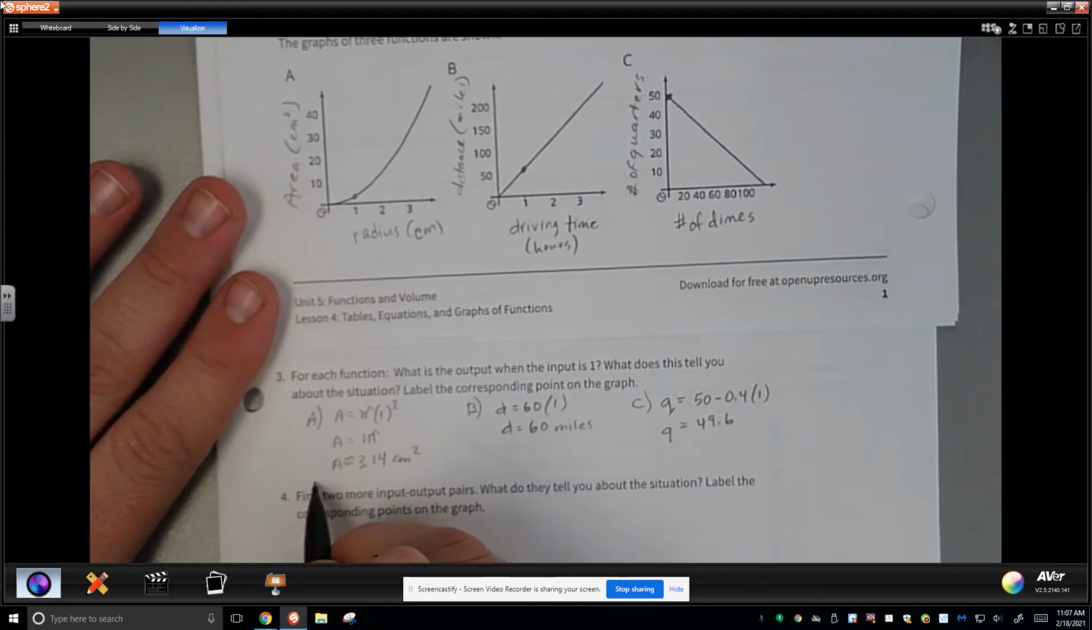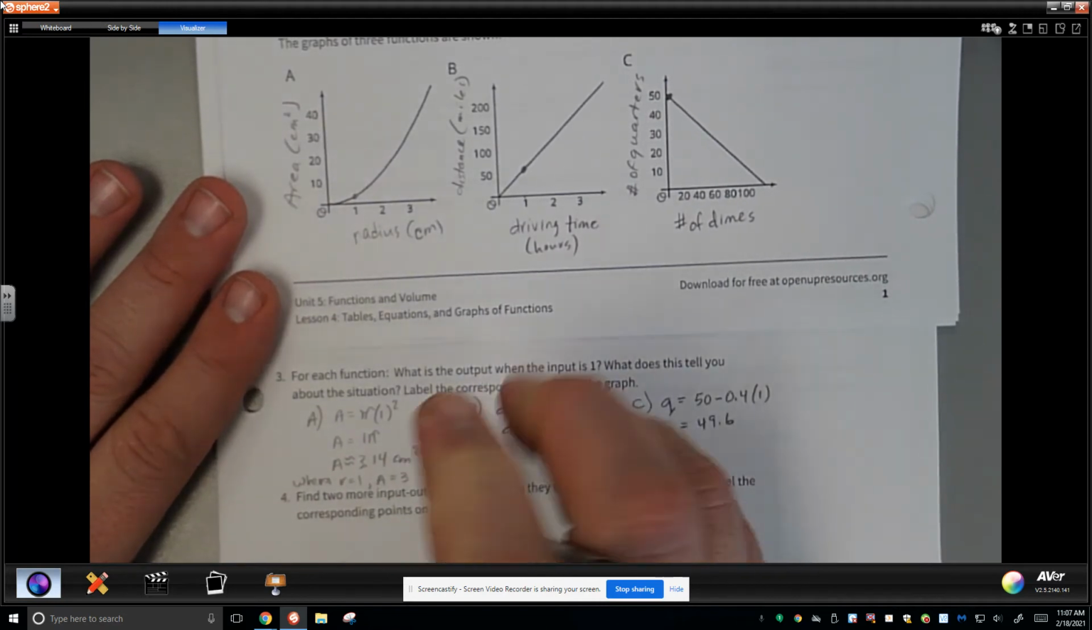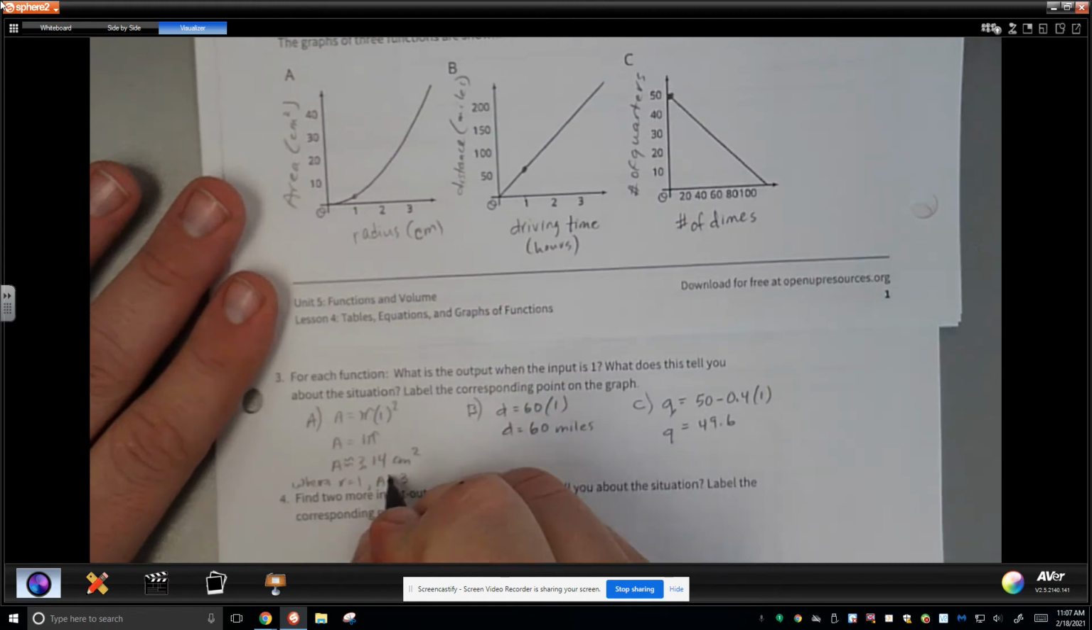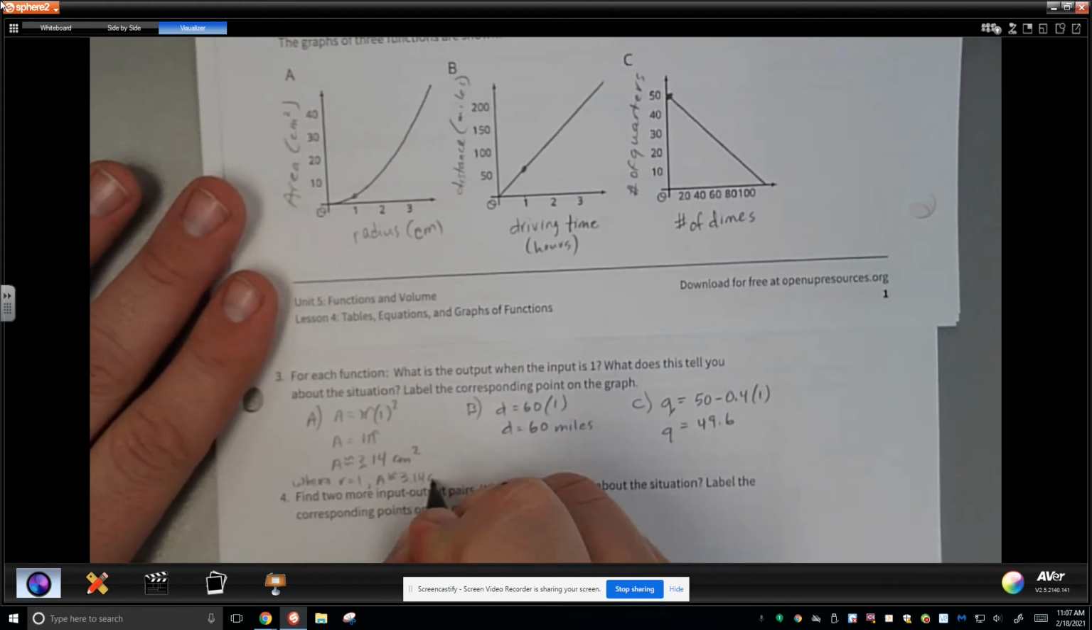But this one right here is when r equals 1, area is about 3.14 cm squared.